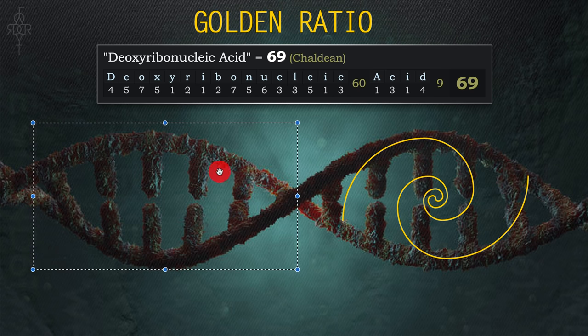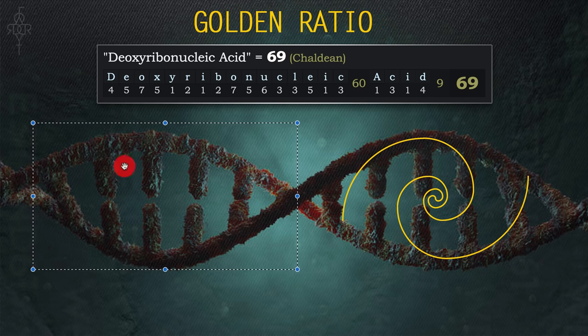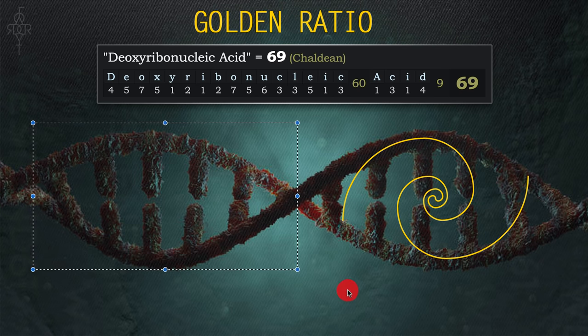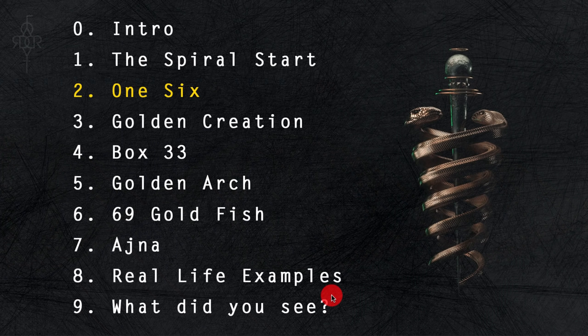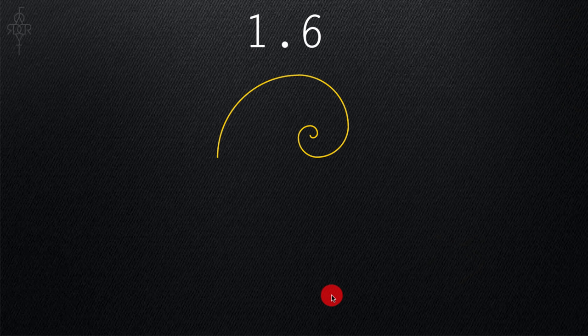This could be otherwise known as the belly of the beast. This is where the fish bladder comes in. There's so much symbology and significance to this. And then, of course, the golden ratio fits right in there in some way, shape, or form. So let's get into the second topic called 1-6, which is 1.6, which is the golden ratio. There it is, the spiral, and the measurement of the spiral.